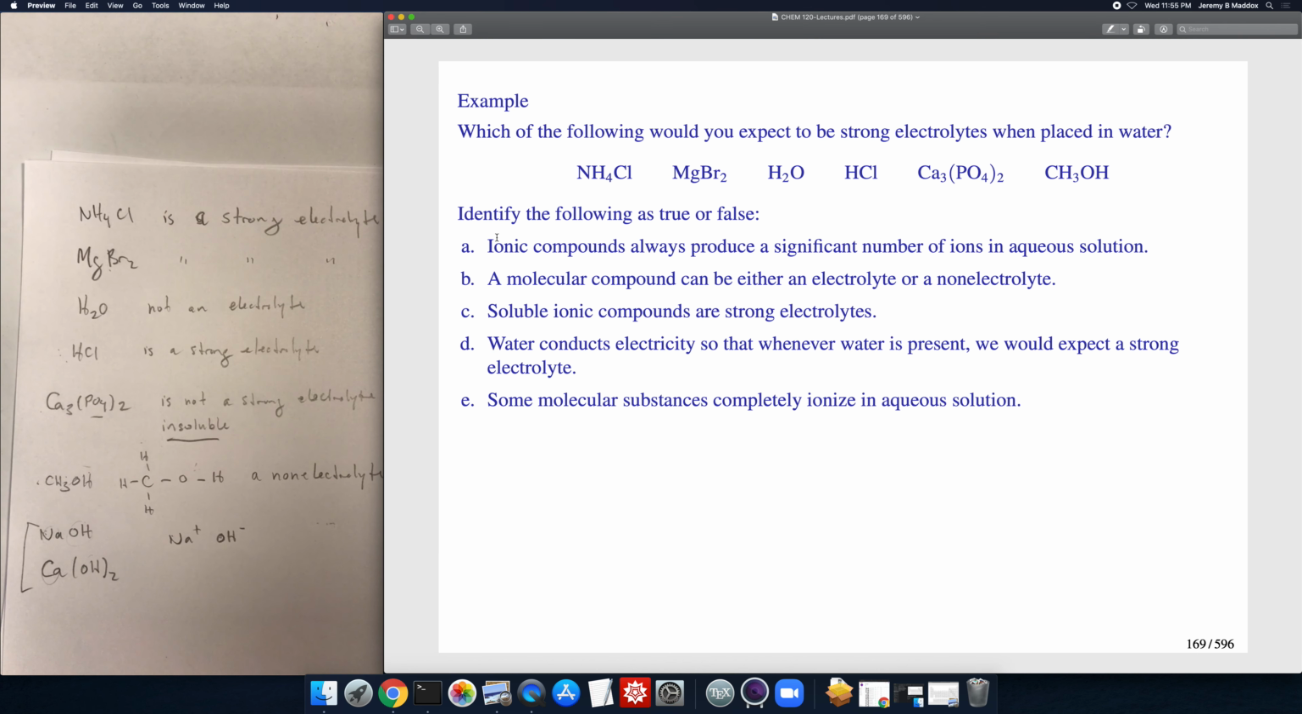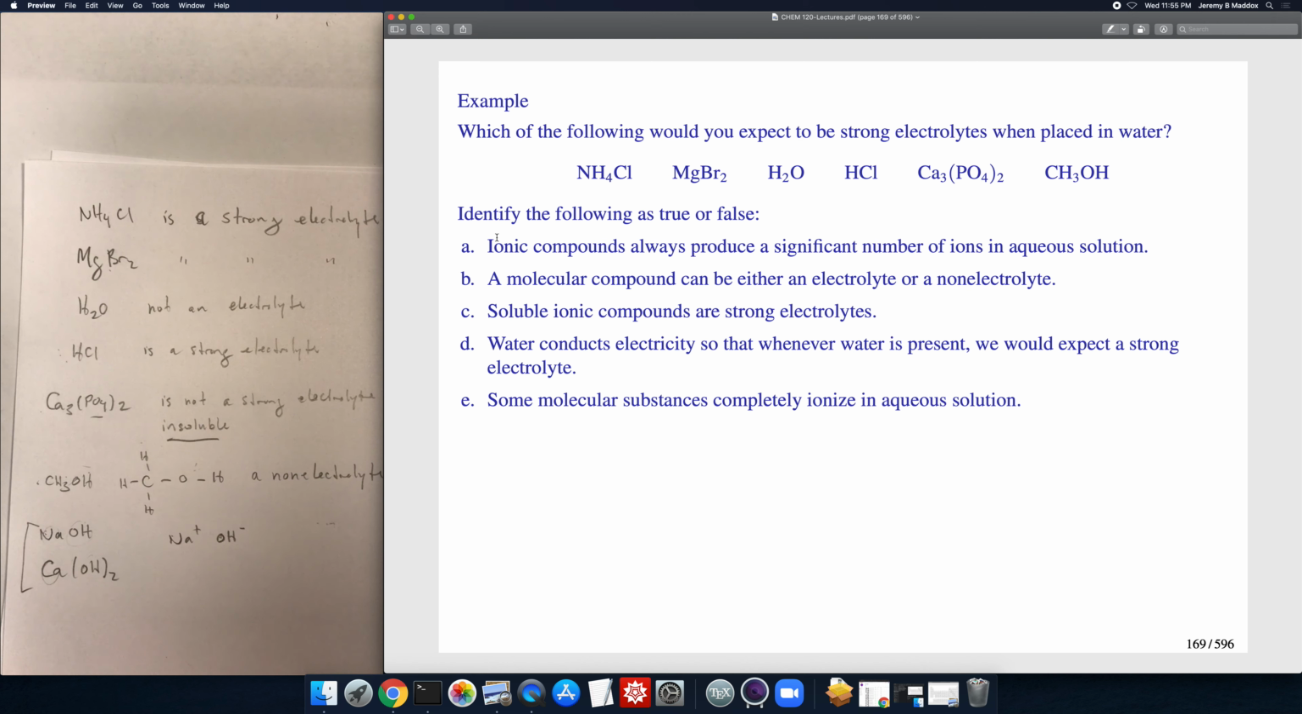Statement C: Soluble ionic compounds are strong electrolytes. That's typically the case. So C is more or less true. You'll talk about that more in the second half of general chemistry, where you'll study solubility in a lot more detail. Statement D: Water conducts electricity, so whenever water is present, we should expect a strong electrolyte. That's essentially true.